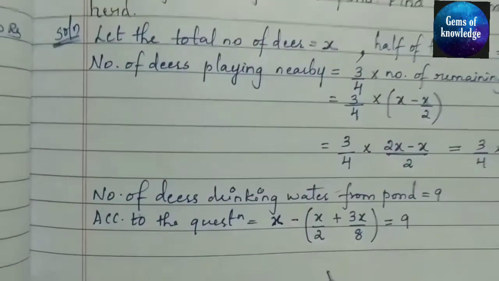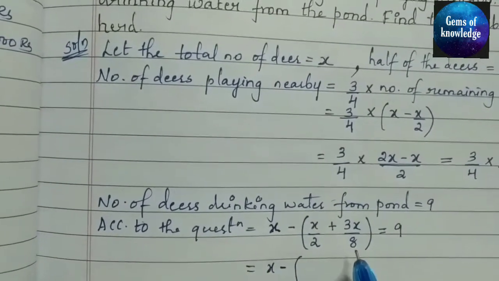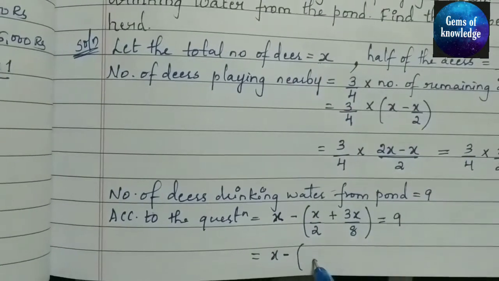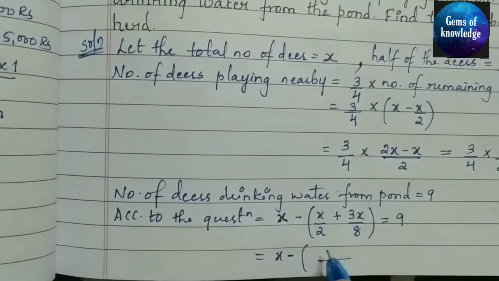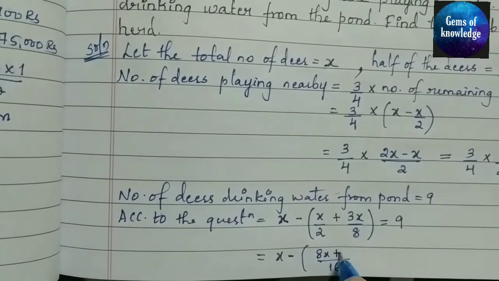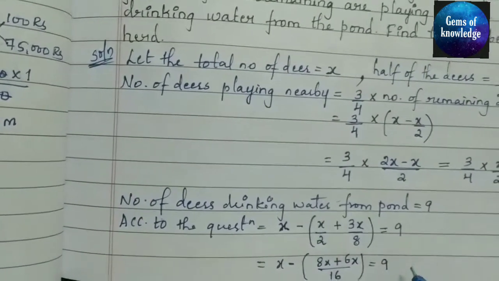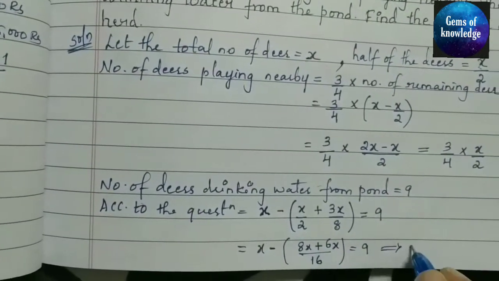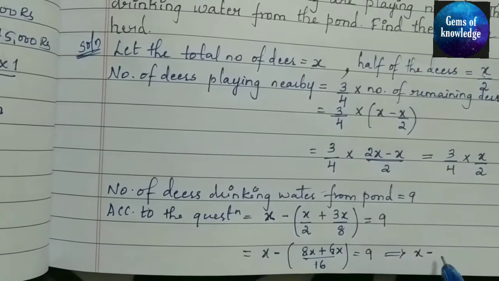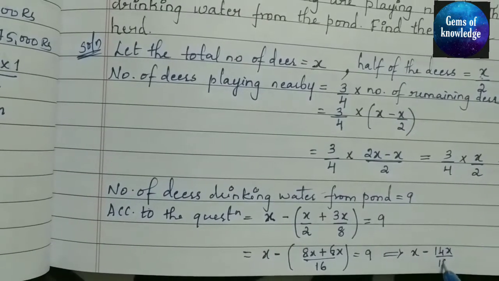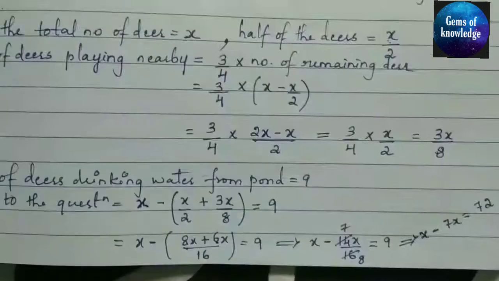So now here we get x minus, the rest will be as it is. When we multiply, 8 times 2 is 16. So cross multiply: that is 8x plus 2 times 3 is 6x. So it will be x minus 8x plus 6x, which is 14x divided by 16, which is equal to 9.